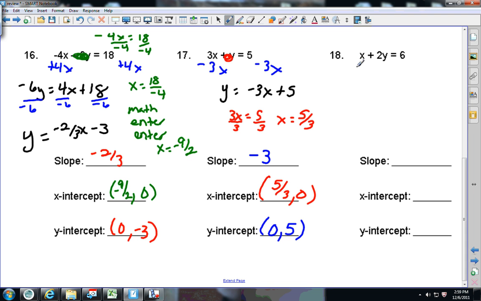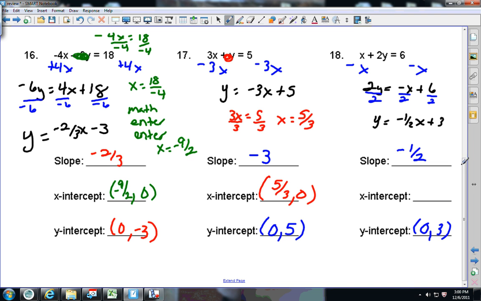The next one right here, subtract x from each side. I get 2y equals negative x plus 6. Divide by 2. Y equals negative 1/2 x plus 3. My slope is negative 1/2. My y-intercept is 0, 3. Now my x-intercept, cover up the y, I get x equals 6. Oh, well, that's easy. 6, 0.